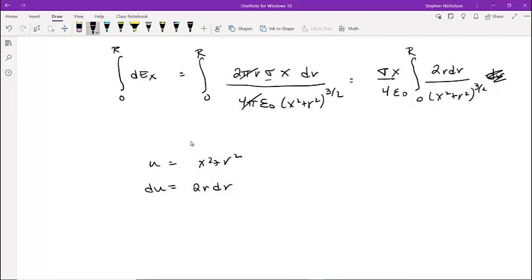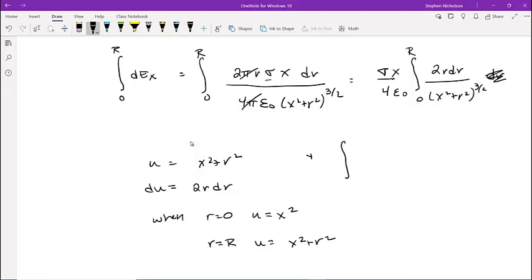This is u. Now we could change the limits, which we should, because we're doing a definite integral. So when r equals 0, u is equal to x squared, because you put 0 in there, and when r equals capital R, you get u is equal to x squared plus R squared. So those are the limits.